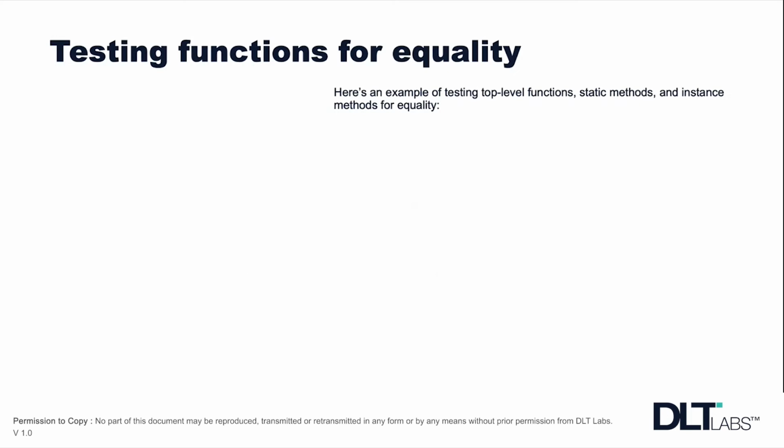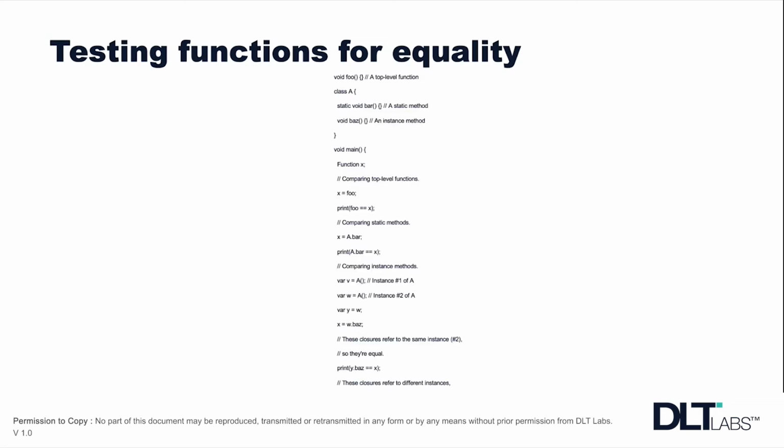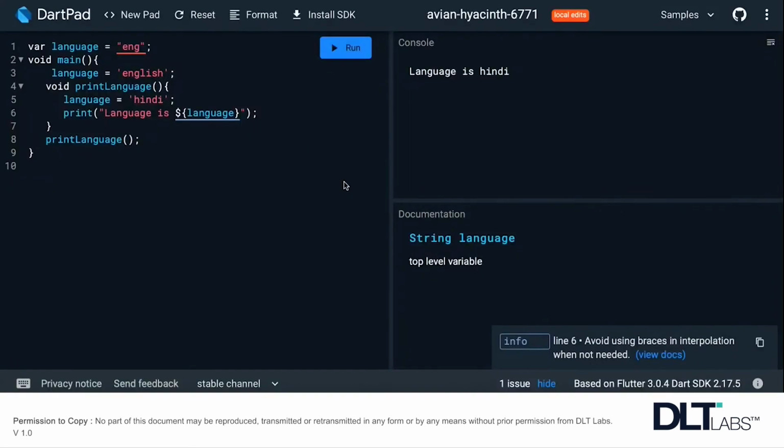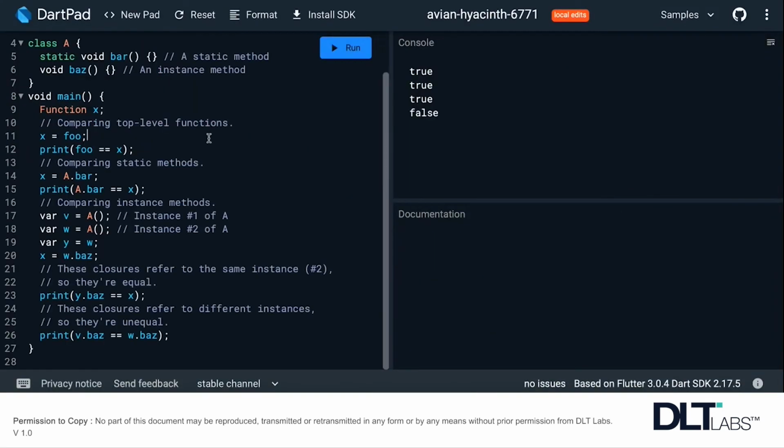Testing functions for equality. So here is an example of testing top level functions, static methods and instance methods for equality. So I have the code base already set up here. So we have a class A with a static function, return type is void, and the name of the function is bar. Here we have a function, return type void, and it is foo.